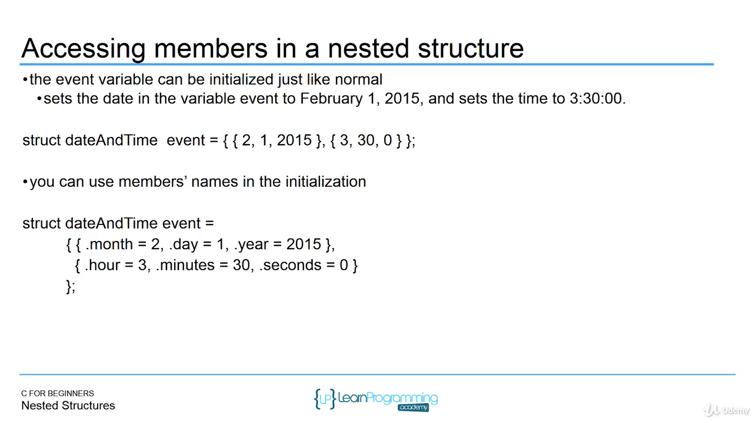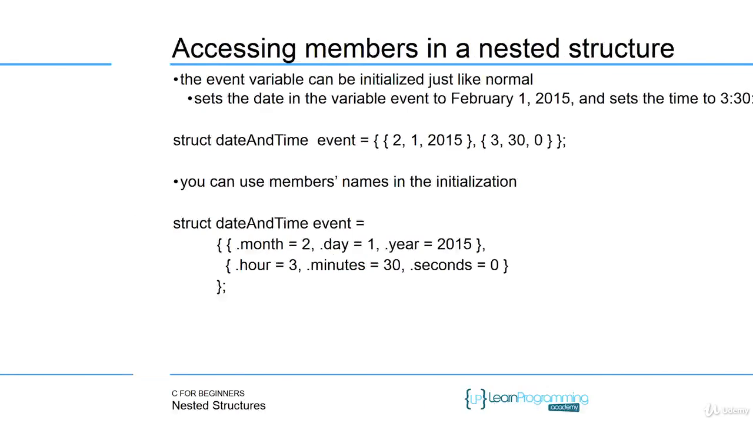If we wanted to specify the time initialization, we just, again, use the dots for each member name, .hour, .minutes. And we could switch the order around, right? We can say .seconds = 0 first, and then .minutes = 30, and then .hour = 3 would be last. The order does not matter. And then we end it with a semicolon and the right curly brace.